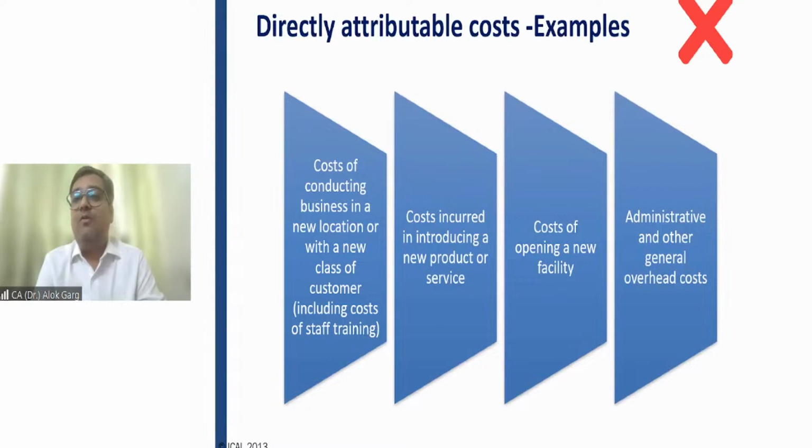Administrative and other general overhead costs. For example, audit. The company is also constructing a factory. So the company is getting the audit done for the entire company as a whole. So this audit fee is not part of your directly attributable cost. This compliance matter, audit fee, return filing fees, these are administrative and other general overhead. Finance department expenses, corporate office expenses, these are administrative and other general overhead costs, and this is not going to be capitalized.